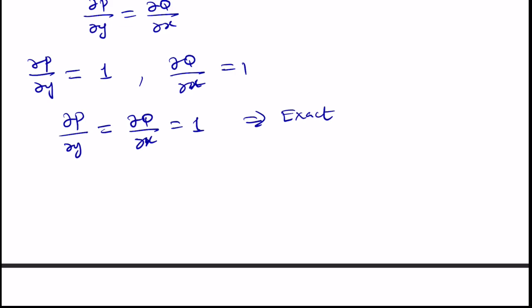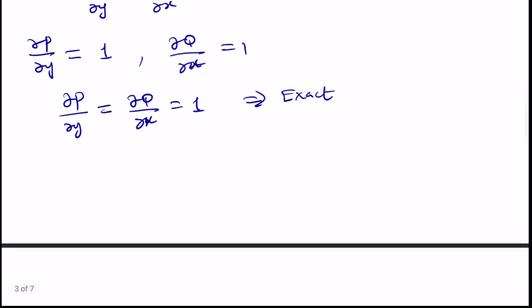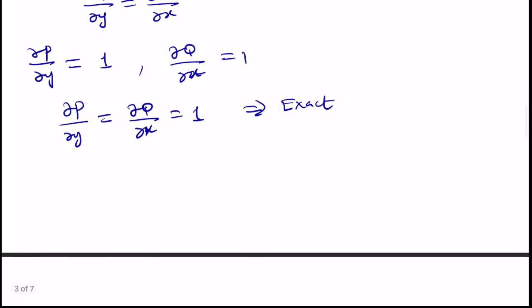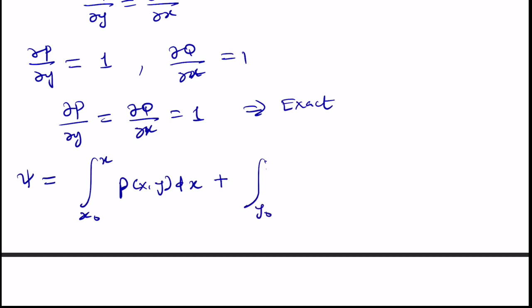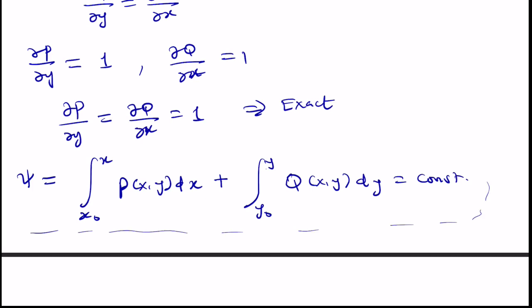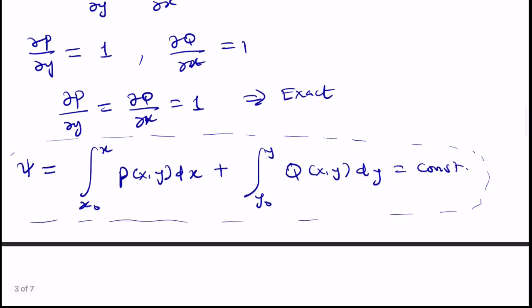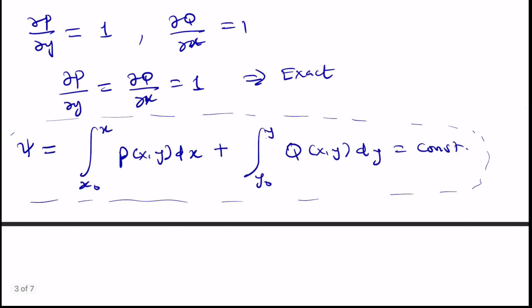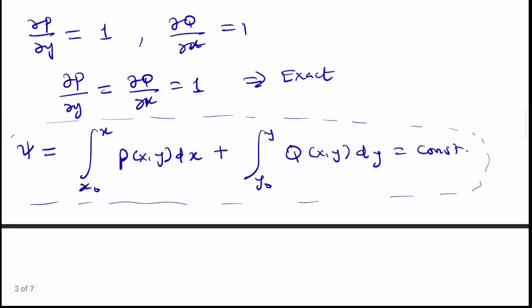I need to remind you that the solution to exact differential equations is usually a constant, and it is given by psi is integral from x naught to x of p of xy dx plus integral from y naught to y of q of xy dy is a constant. So this is the form of the solution for an exact differential equation. Therefore, we have to plug in our values into this form of the solution to obtain the solution to the equation we just solved.